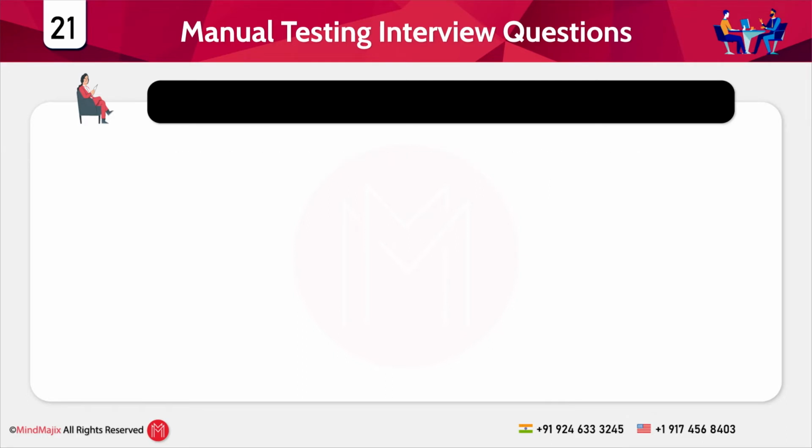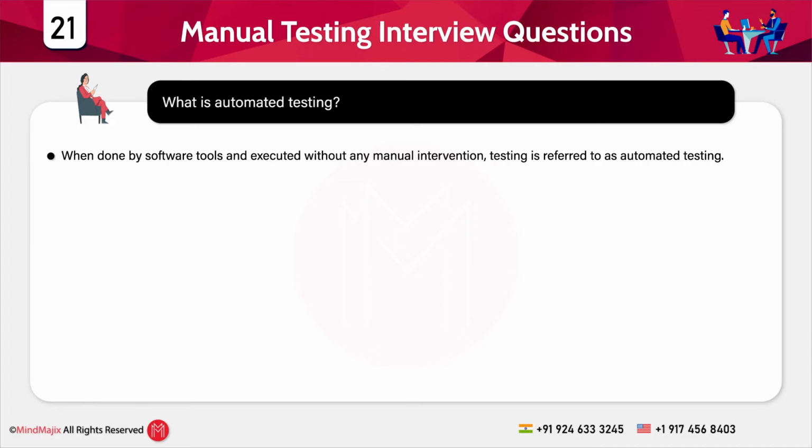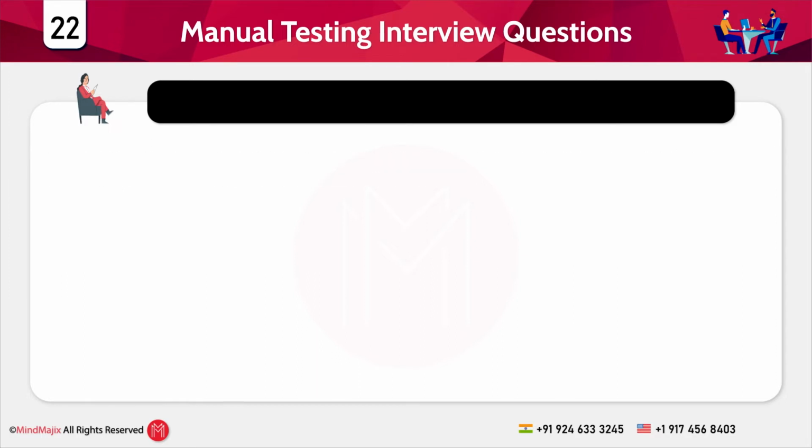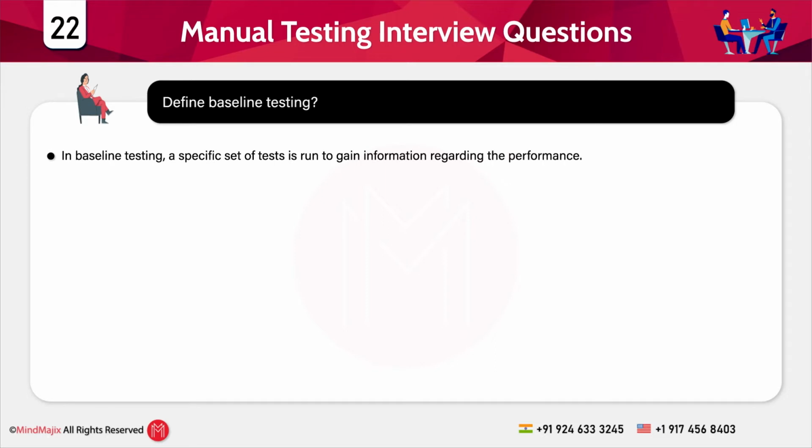The next question is, what do you understand by automated testing? When done by software tools and executed without any manual intervention, testing is referred to as automated testing. This type of testing can be used in API, performance, GUI, and much more. The next question is define baseline testing. In baseline testing, a specific set of tests is run to gain information regarding the performance.